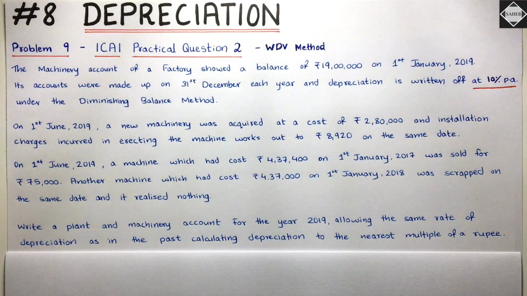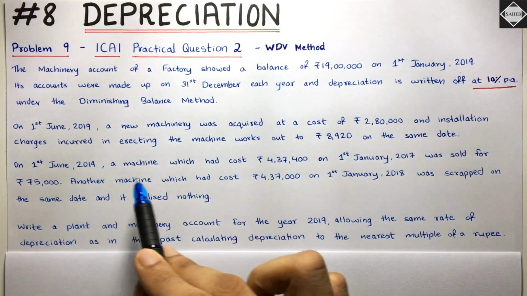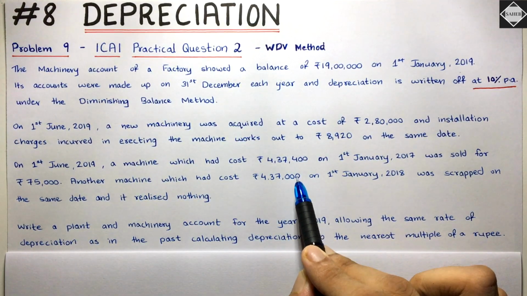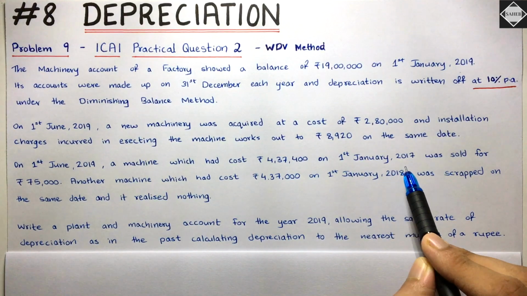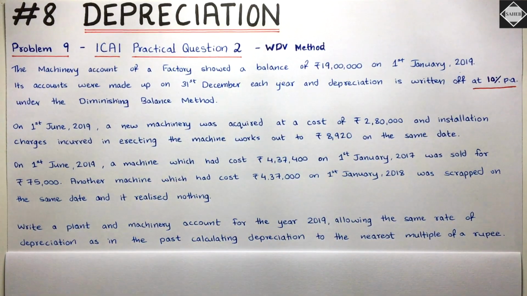Fine. And then after that, what happened? On 1st June 2019, a machine which had cost 4,37,400 on 1st January 2017 was sold for 75,000. Now understand this properly. It becomes a little bit confusing for everyone over here. Lots of people get confused.